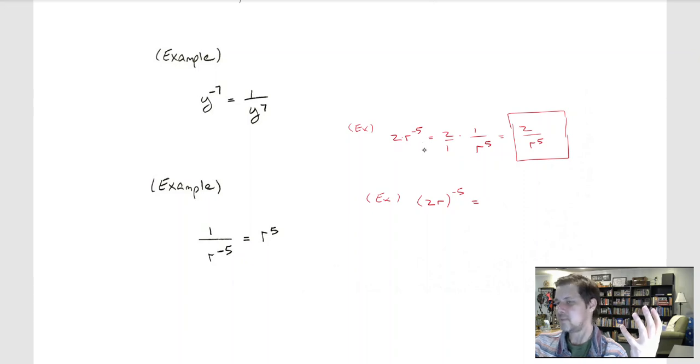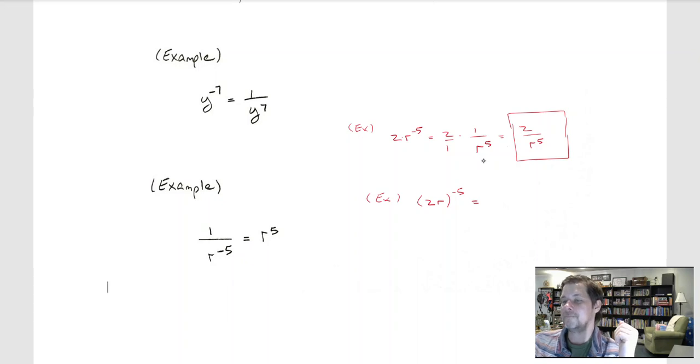Now, here I've separated it out into 2 different things and put it back together. But if you see enough of this, if you practice and you're used to seeing how things are done, then you get to where you know that this gets moved under the 2. That's what happens, okay? The 2 stays where it is. It doesn't have an exponent. There's no reason to move it. The r gets moved under the bar, but that essentially puts it under the 2, okay?